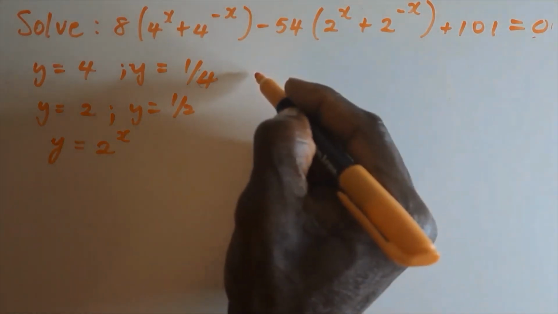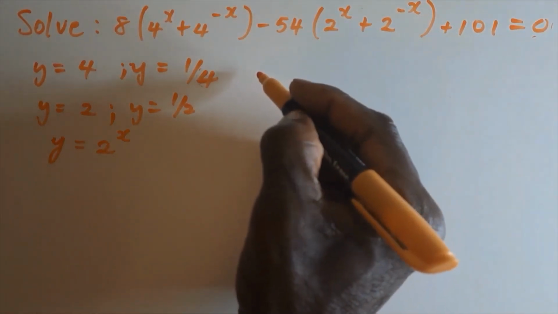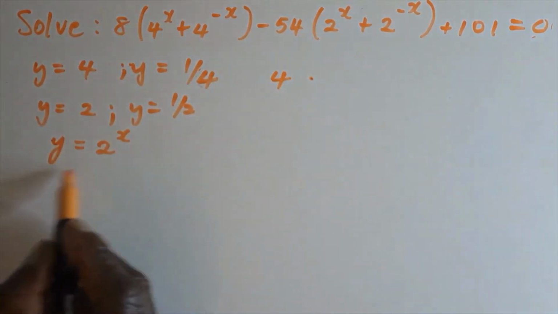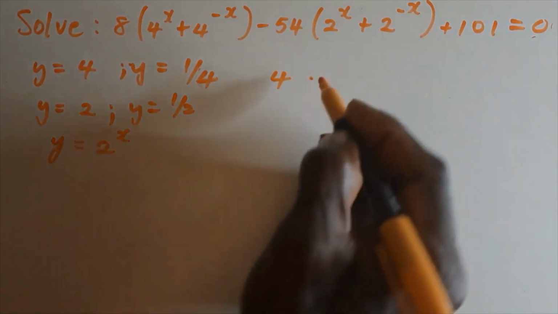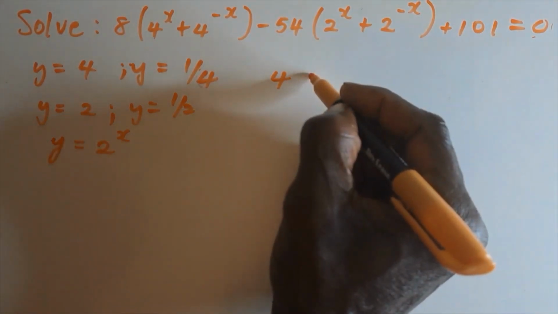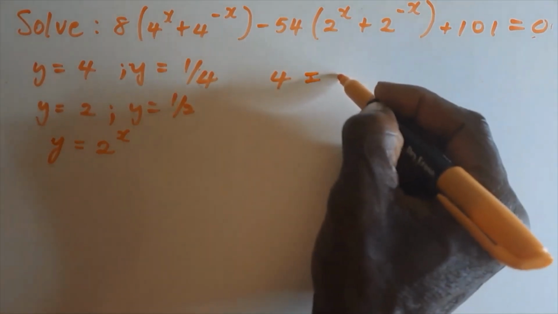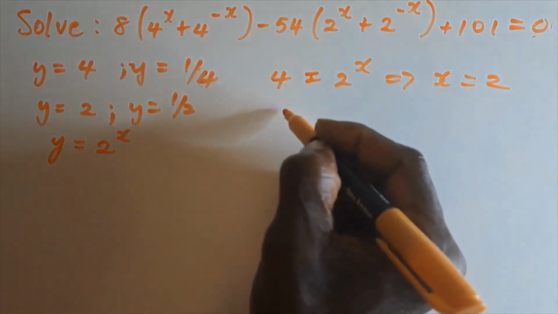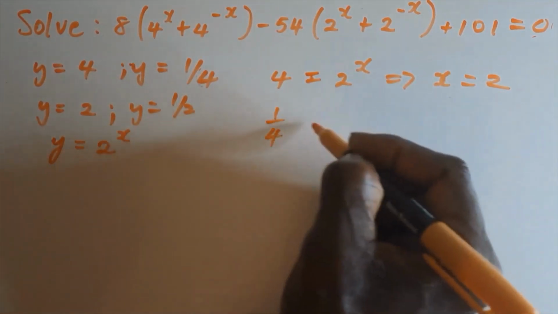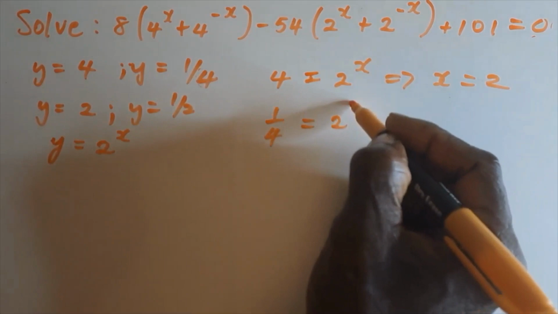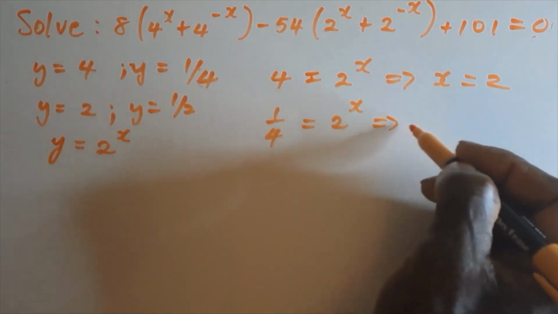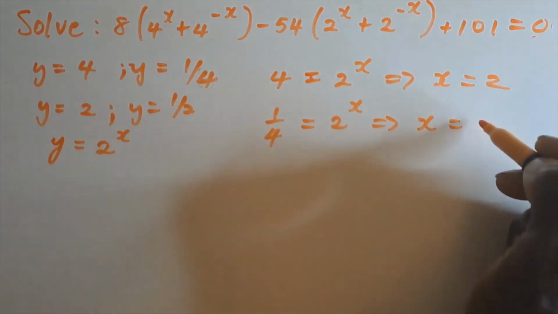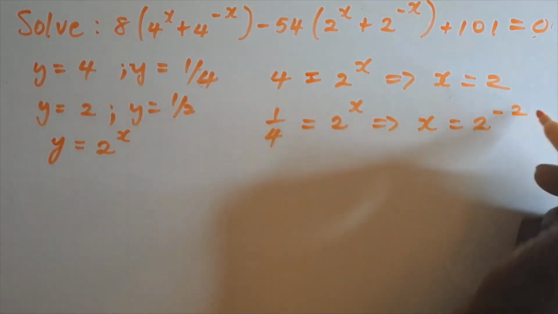Initially we use y equal to 4, substituting into this equation y is equal to 2 to the x. So 4 is equal to 2 to the x. This implies that x is equal to 2. If we have a quarter, which is y is equal to 2 to the x, this implies that x is equal to 2 to the minus 2.